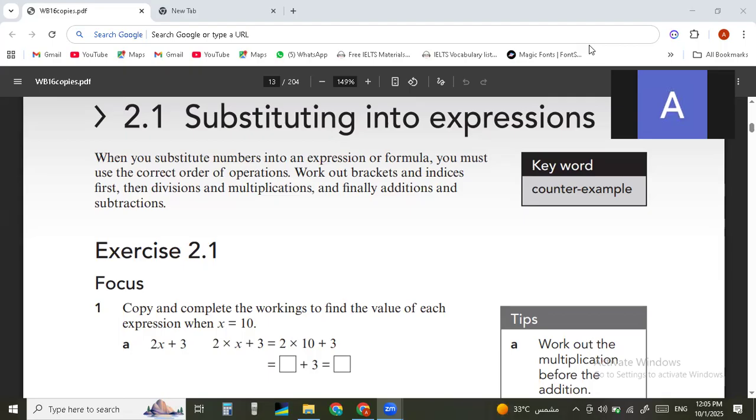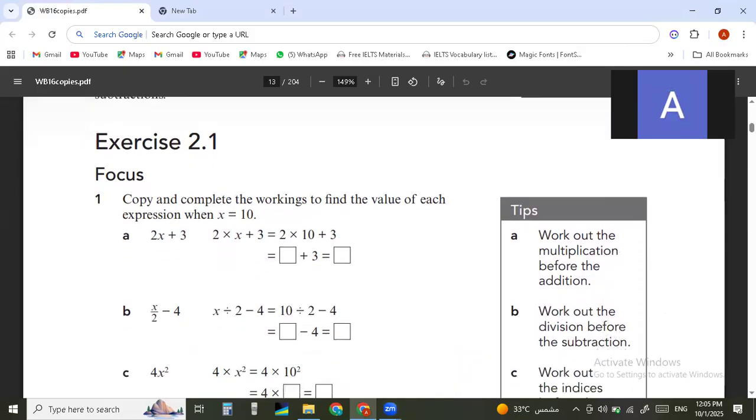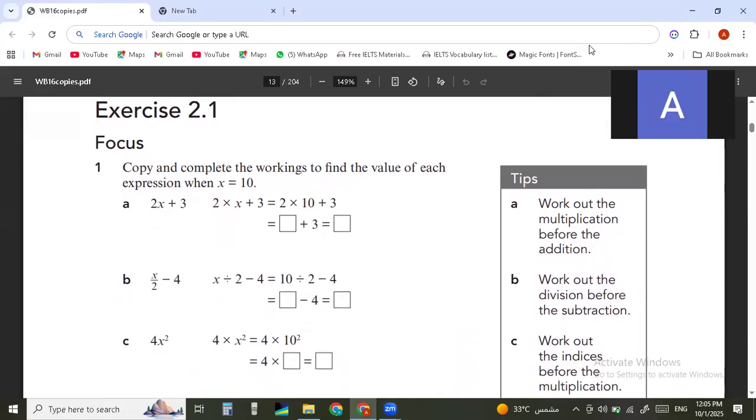And in today's video, we're going to discuss the workbook lesson 2.1, which is all about substituting into expressions. The first thing that we're going to do over here is this focus exercise, which is actually kind of guided. It's almost answered for you. They're just showing you how you're supposed to handle such a question.